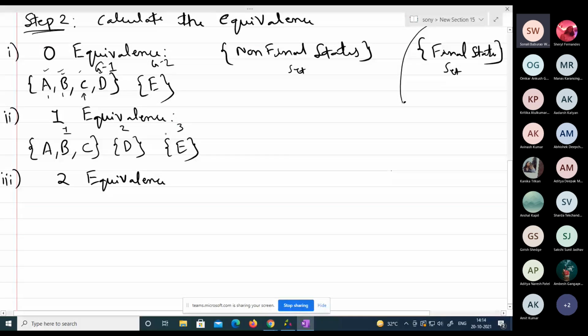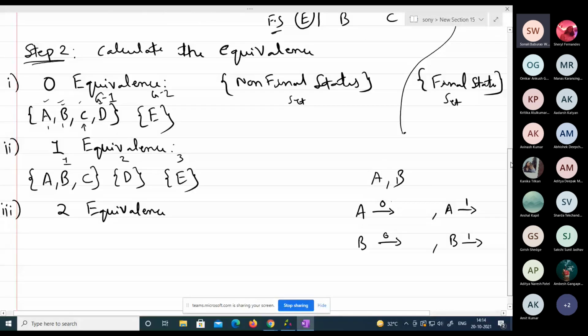Three sets I'm having. So I will check set number one here, and that is ABC. So I'll have to consider one pair here. I'll take AB here. A comma B. Now tell me, A on 0 gives me what? A on 1 gives me what? Similarly, B on 0 gives me what? And B on 1 will give me what? Yes, tell me the answer.